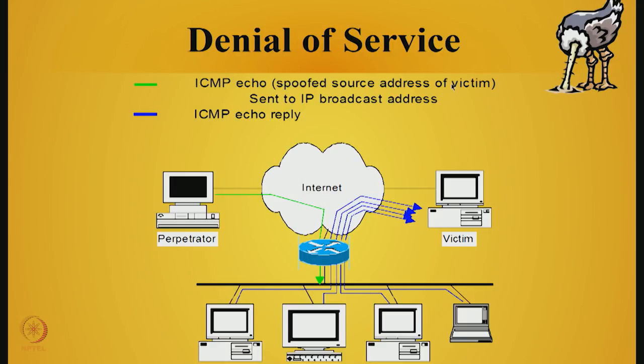You can also spoof the source address of a victim and ensure that he is denied certain kinds of service, because, as you all know, if the network bandwidth is full, you will not be able to download movies or anything. It is just similar to that.